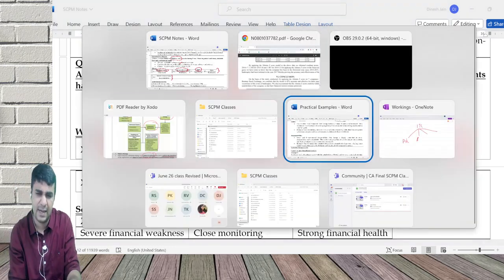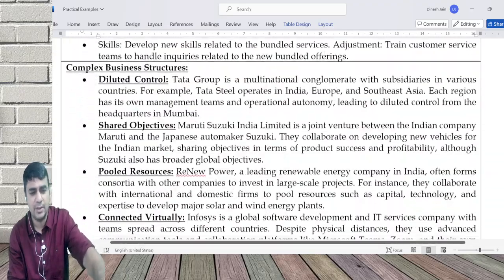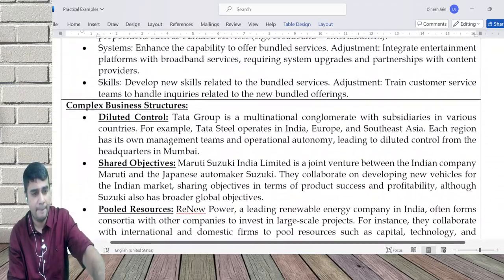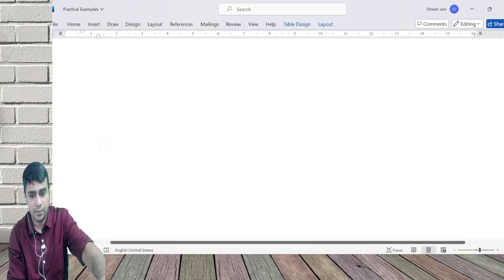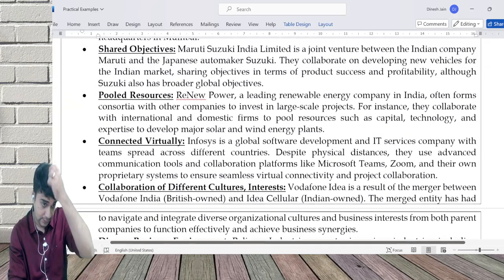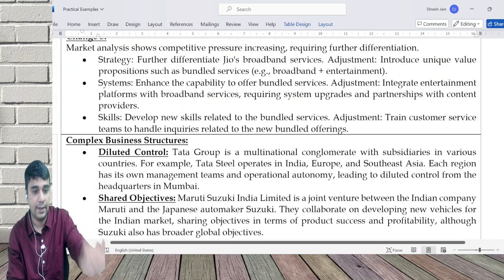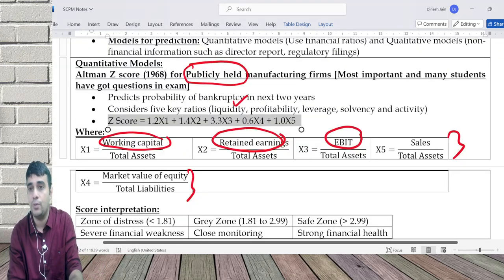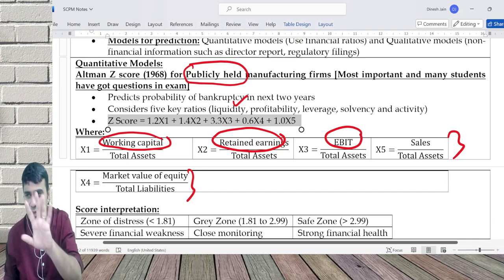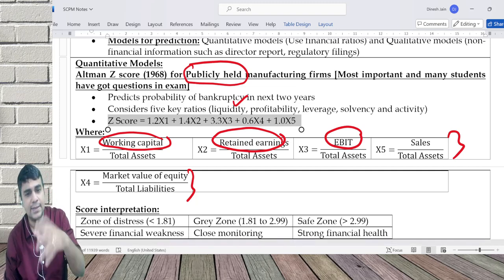One practical example. Yesterday only I was doing this. Oh, I've not saved it. I did one calculation on Zomato. On Zomato, I did the score. The score was coming out comfortable, but I did it on Zomato. Let's now do a problem. I'll come to a problem on this.